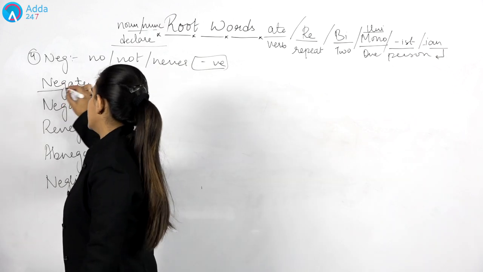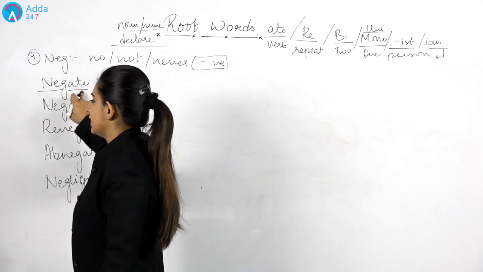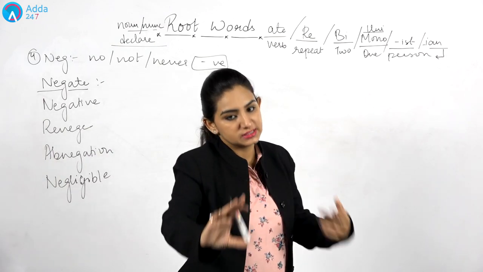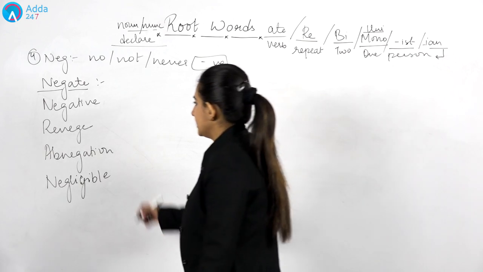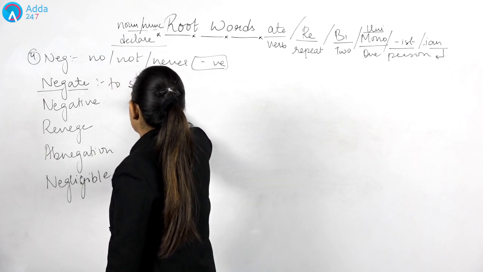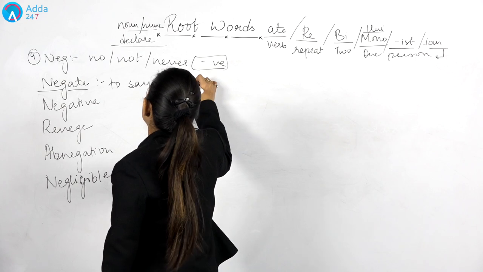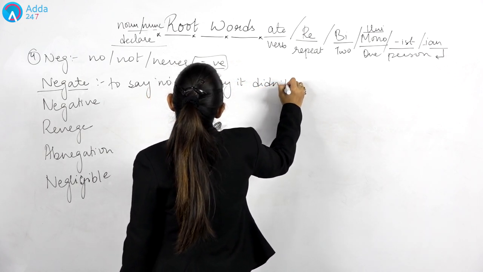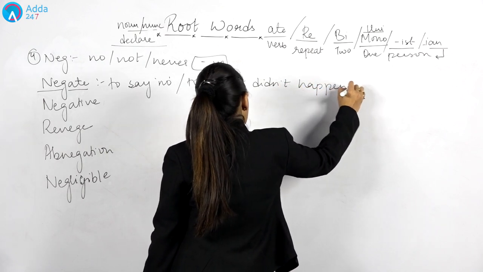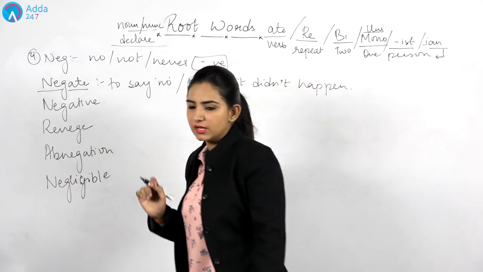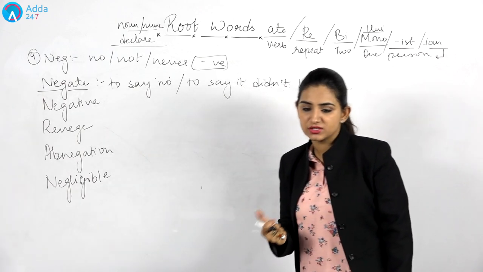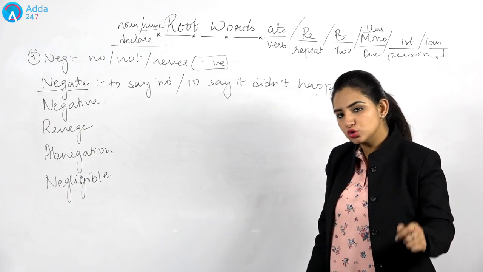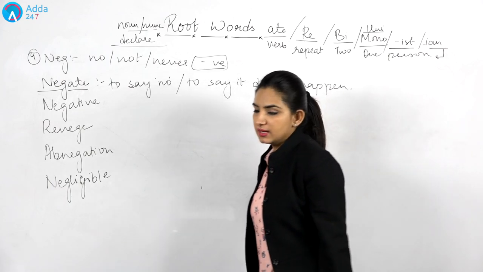First of all, when the word has neg and ate, ate defines a verb, neg defines no. That means you are doing something and saying no to something. That is what we mean by negate, to say no or to say it didn't happen. So if you do not agree that something has happened or taken place, that is again negate. And if you say no to something, that is again what we mean by negate.